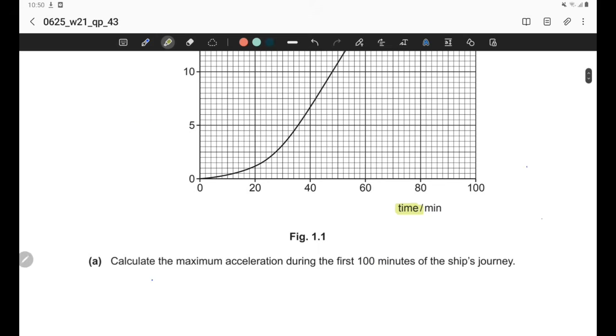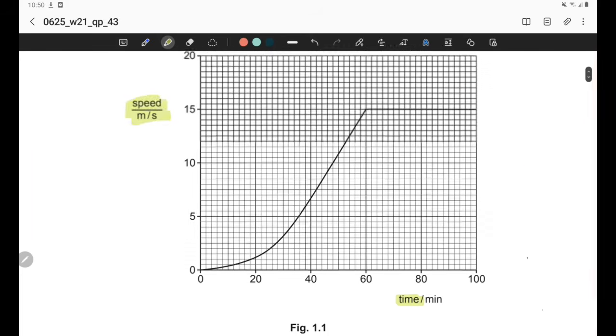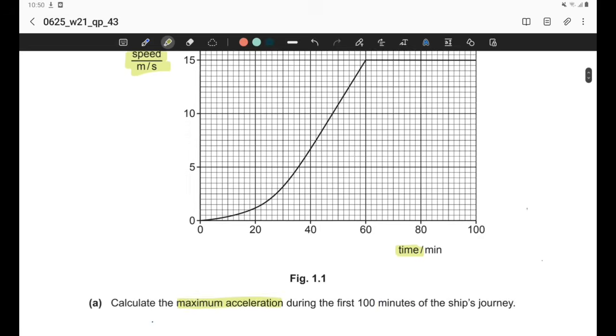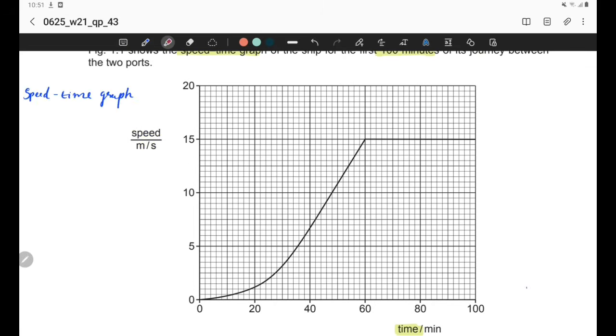Part A. Calculate the maximum acceleration during the first 100 minutes of the ship's journey. So from a speed time graph, we need to find out maximum acceleration. So here the first thing we need to know is, if we have a speed time graph, in order to find the acceleration of that particular motion, we just need to calculate the gradient of the graph. Gradient or slope.